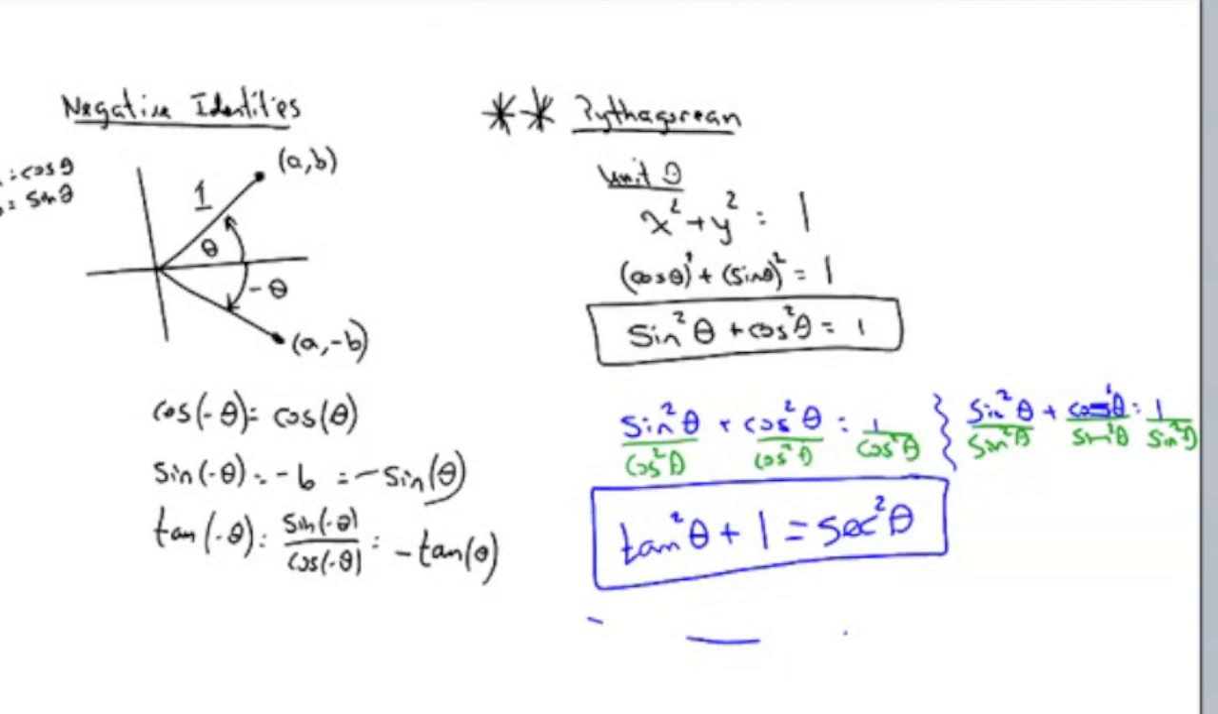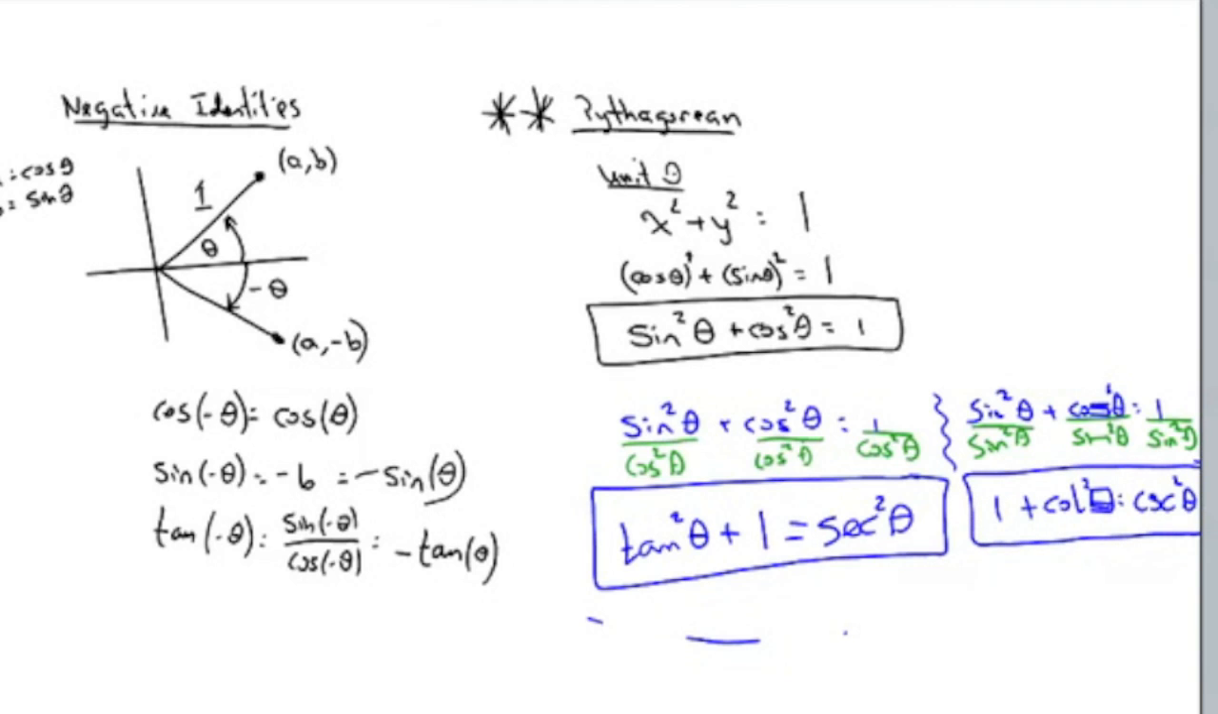But then out of each three, there are two others. That's cotangent and cosecant: one plus cotangent squared theta is equal to cosecant squared theta. And that gives us our third one.